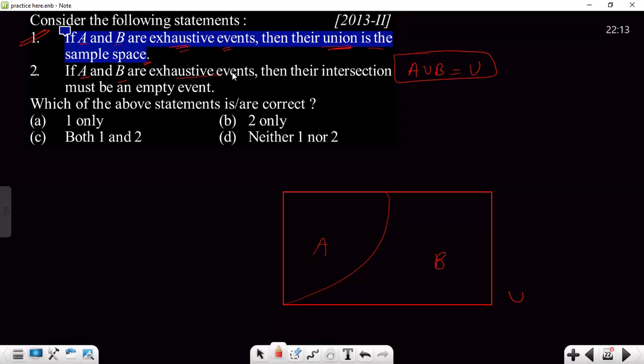If A and B are exhaustive events, then their intersection must be an empty set. No, this is not correct. If I say the universal set is this, and if I write event A as 1, 2, 3, and event B as 3, 4, and 5, then A union B is equal to the universal set. Yes, it is correct. And hence both of these events are exhaustive events. But here, there is an intersection element. What is that element? A intersection B.